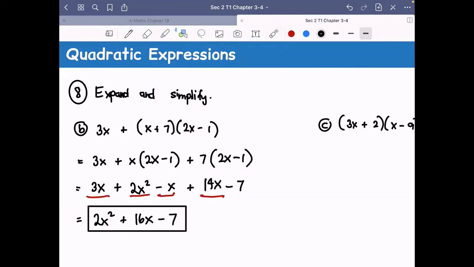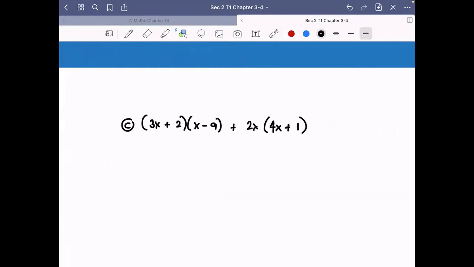So did we get the same answer, class? Sec 2, did we get the same answer? So 2x squared plus 16x minus 7. All right. And then last one. Okay. So we have 3x plus 2 and then x minus 9 times x minus 9 and then 2x times 4x plus 1. Okay, so again, we distribute this 3x and then 2 times x minus 9 and then basically this one is distributed inside the brackets. So let's answer this now.